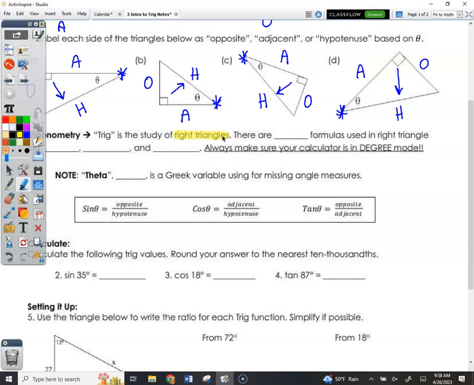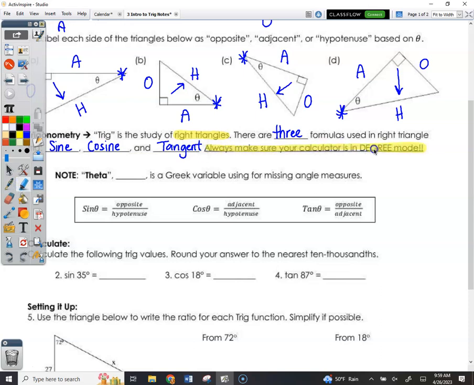So when we get to word problems, not today, what picture can you draw to start your word problem? A right triangle. Okay? There are 3 formulas used in right triangle trig. Those three formulas or functions are sine, cosine, and tangent. Sine, cosine, and tangent. And then here's where I need you to highlight.